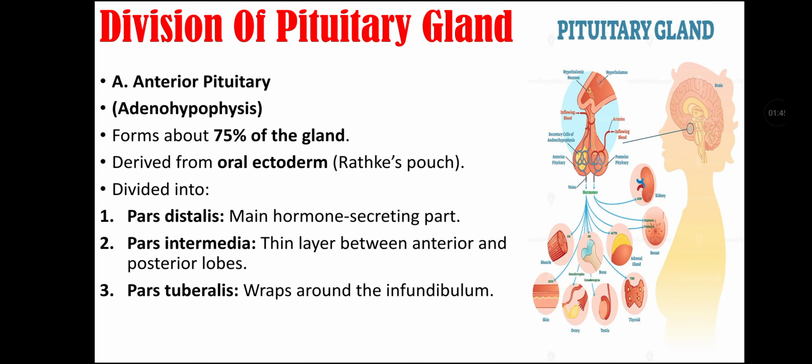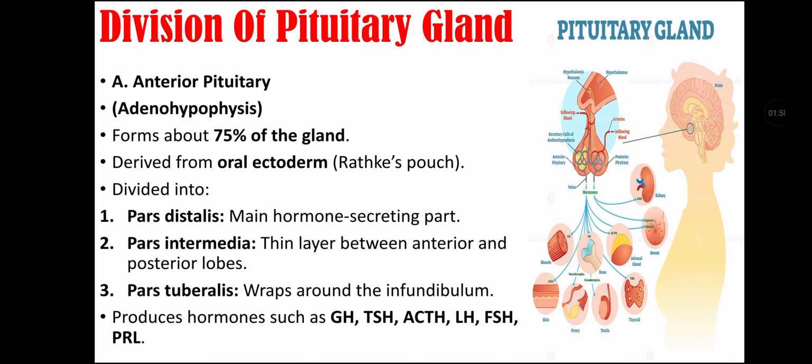Pars distalis is the main hormone secreting part. Pars intermedia is thin layer between anterior and posterior lobes and pars tuberalis is wrapped around the infundibulum. It produces hormones such as growth hormone, thyroid stimulating hormone, adrenocorticotropic hormone, luteinizing hormone, follicle stimulating hormone, and prolactin.